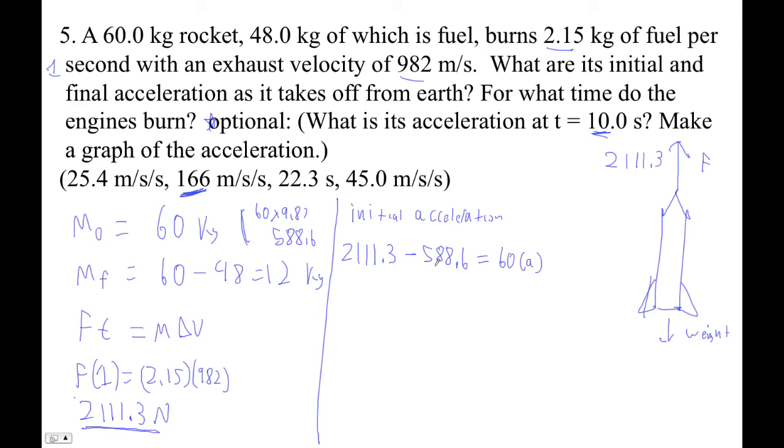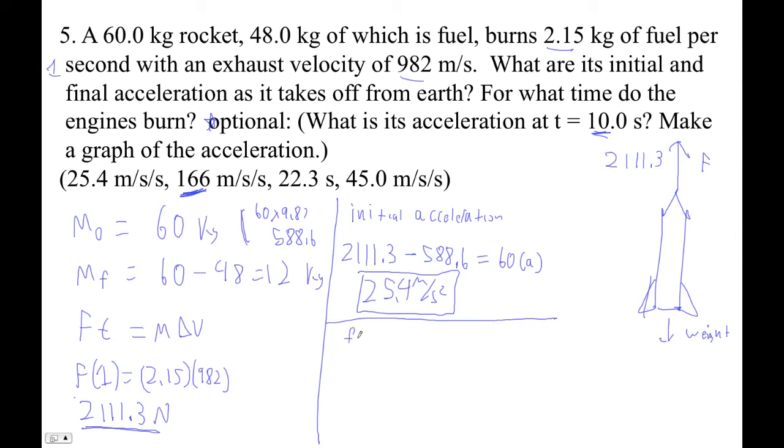Okay, so here we go. Now we're ready to do maths. 2111.3 minus 588.6, divided by 60, is 25.378, so 25.4 meters per second squared. Not bad, not bad. So that would be an acceleration of a little more than 2 Gs, 2.5 Gs or so. But the pilots would feel 3.5 Gs, right? Because you're already feeling a G for gravity, right?